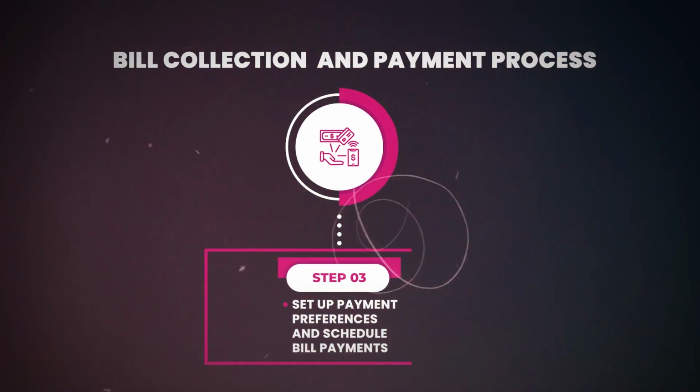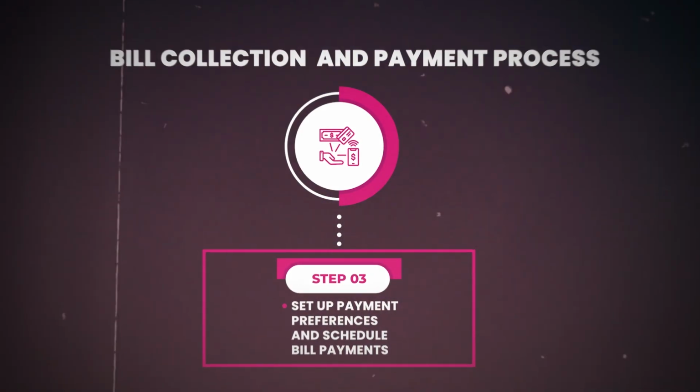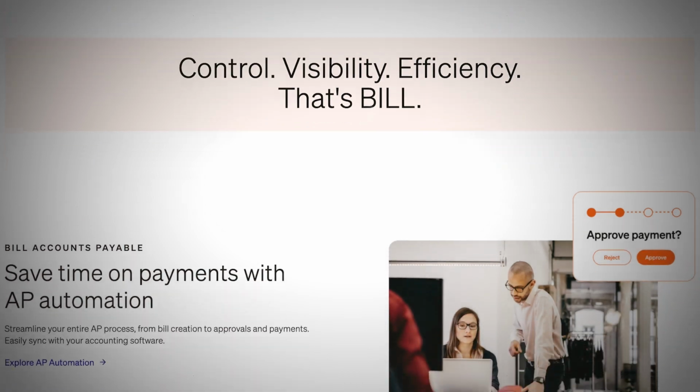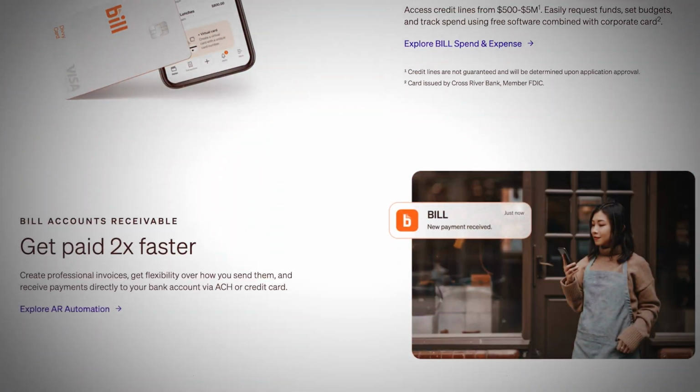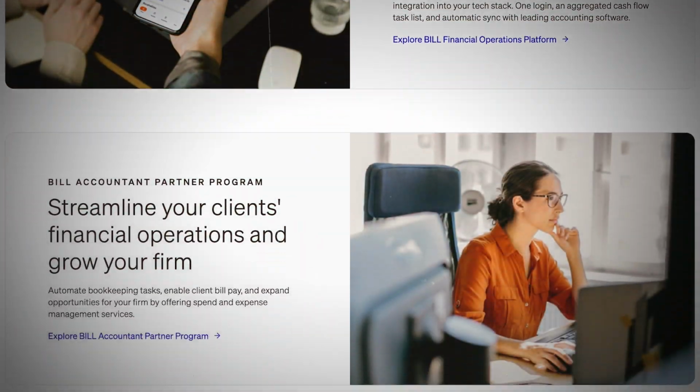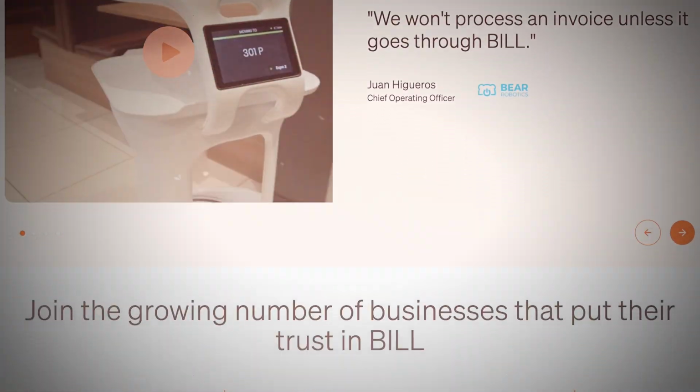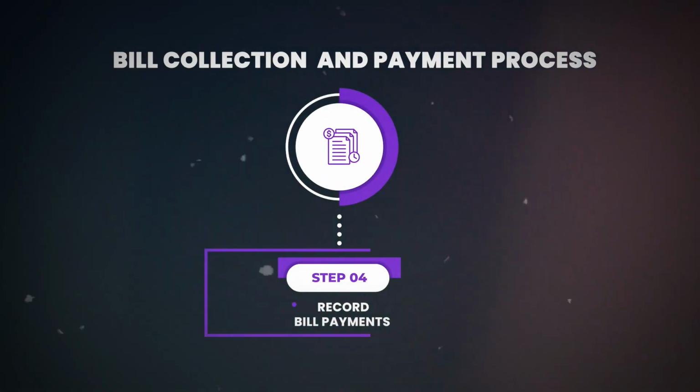Step number 3, set up payment preferences and schedule bill payments. Now, for payments, QuickBooks Online has been going through some changes since they have been partnered with Melio before. So at this point, we have been having difficulties running the payments to subs through QBO smoothly. The tool that I always enjoyed using has been Bill.com. Never any problems and great process lineup to work with your bookkeeper on bill collection, entry, approval, and payments going out. Highly recommend. Step number 4, record bill payments.